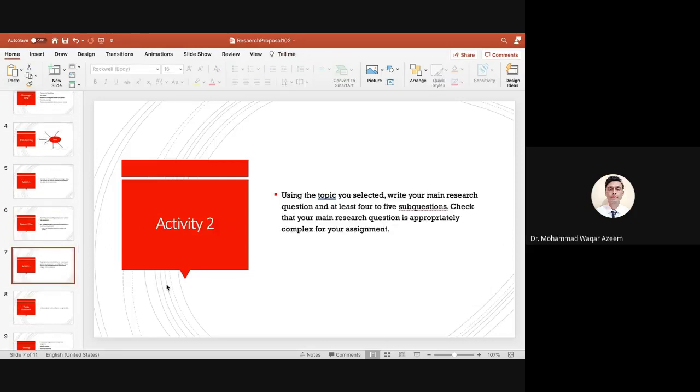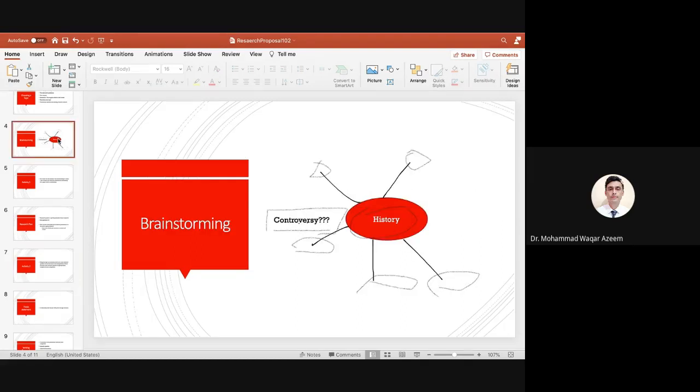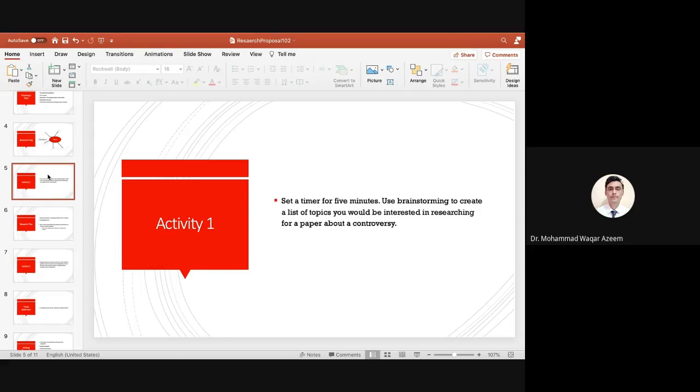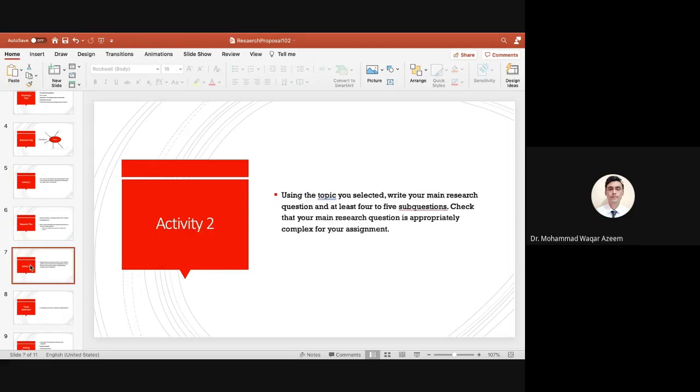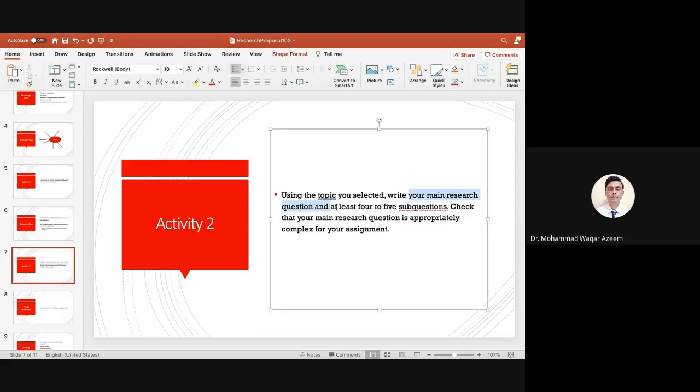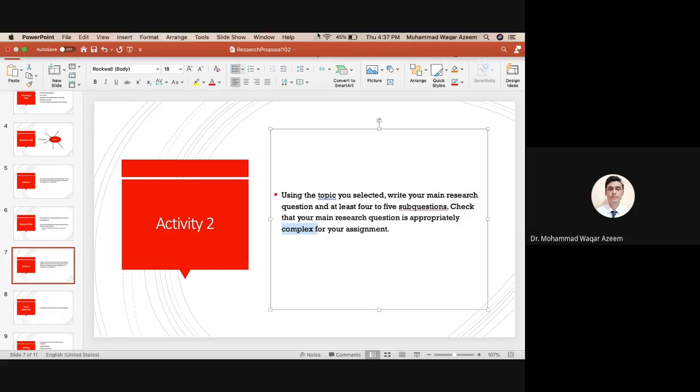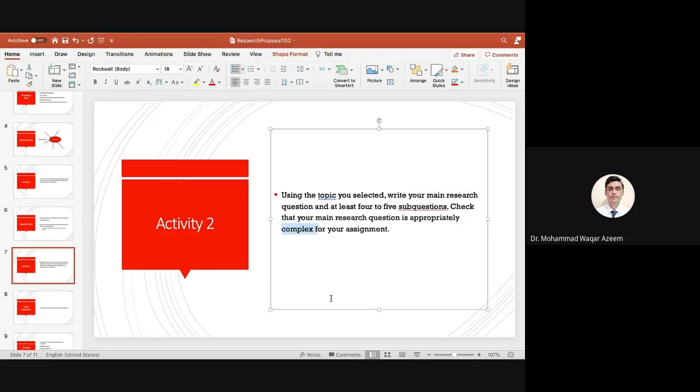Here is activity 2 for you to do. Using the topic you selected, okay? So you selected a topic over here in activity 1, okay? Using the topic you selected, write your main research question and at least 4 to 5 sub-questions. Check that your main research question is appropriately complex for your assignment. So what does this last statement mean? Appropriately complex. By that we mean that the answer to your research question should not be obvious.